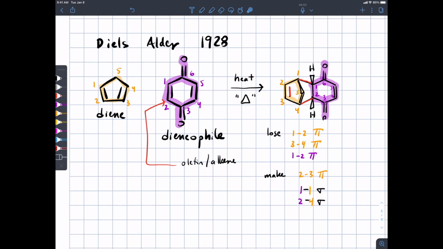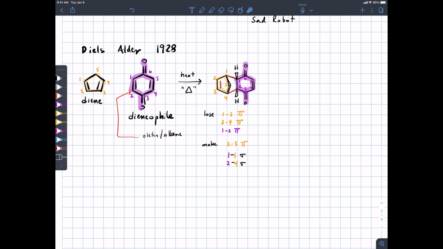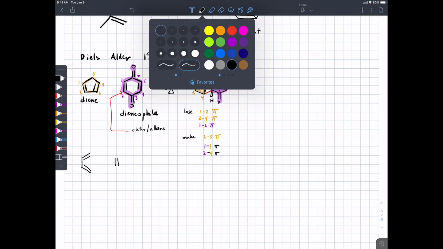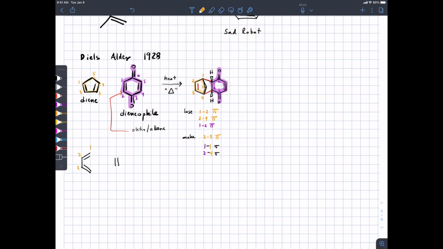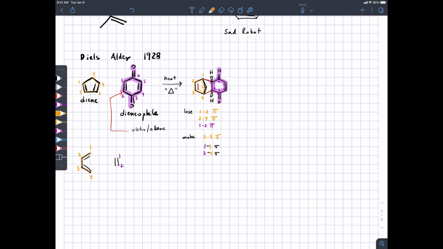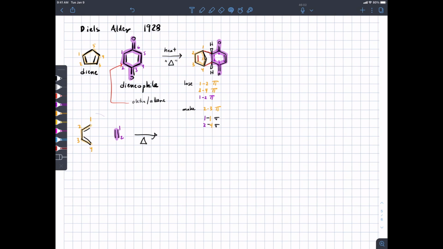All right. So a more simplified version of this reaction would be to take a diene like this and a dienophile like this. And again, I'm going to number 1, 2, 3, 4 in orange, and then 1 and 2 in purple. And in this reaction where we add heat, we get the following product.